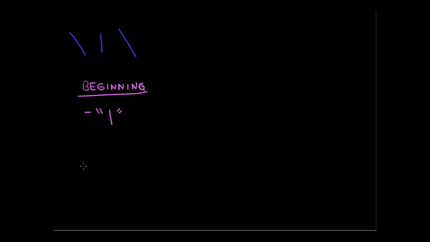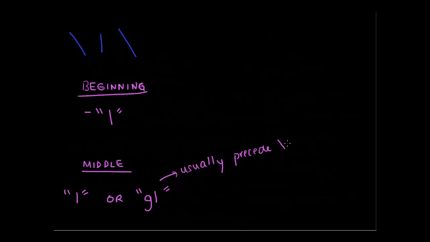Let's talk about the next rule. If it's in the middle of the word, it's going to be either an L or a GL. Now, there are some rules to help us figure out when it's going to be a GL. GL is usually going to precede a Y sound, and we'll see some examples. Usually that's spelled IA or IO. Let me write that again. Usually the Y sound is spelled in Italian IA or IO.